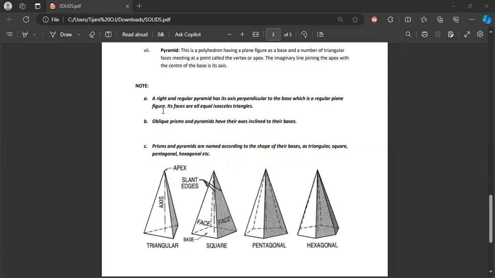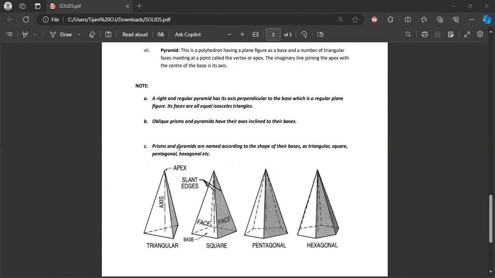Then there is a note that I said there that a right and regular pyramid has its axis perpendicular to the base, which is a regular plane figure. So what we are talking about here is that the pyramids that you see here are all right pyramids, in the sense that the axis is perpendicular, at a right angle to the base. That's why we call it a right pyramid. Then we also have oblique prisms, and we also have oblique pyramids. And in that case, the axis is at an angle to the base. So for an oblique prism or oblique pyramid, the axis is at an angle to the base. So let's take note of that.